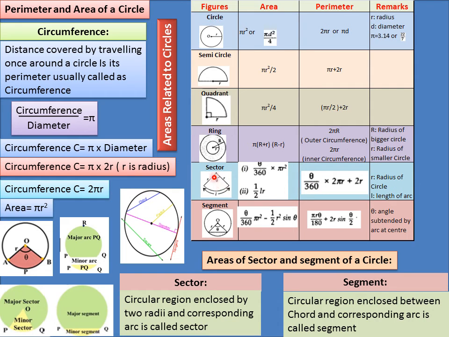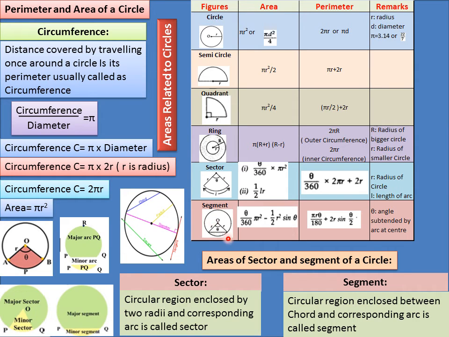Then the perimeter of this sector is nothing but the total outer length. So here perimeter is nothing but theta by 360 into 2 pi r, that is this particular portion, the arc, plus the radius r plus r, 2 radii, that is 2r. So that is the perimeter of this sector. Small r is the radius of the circle and L is the length of the arc.